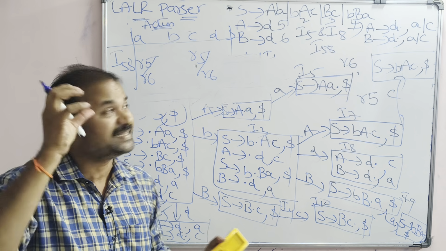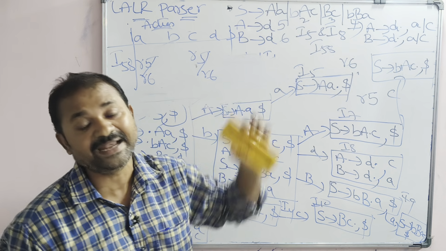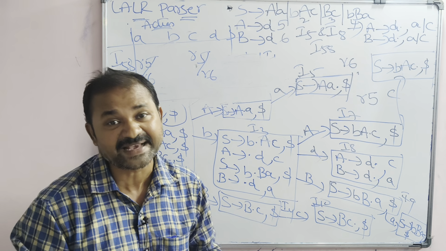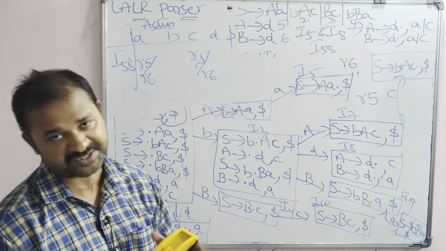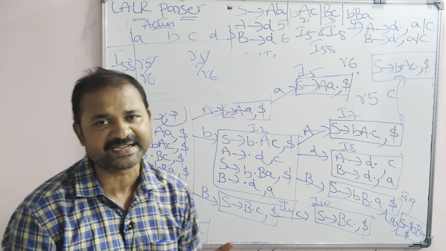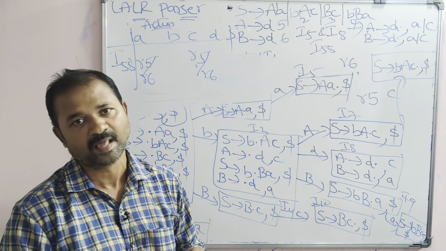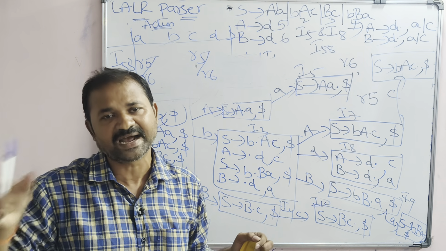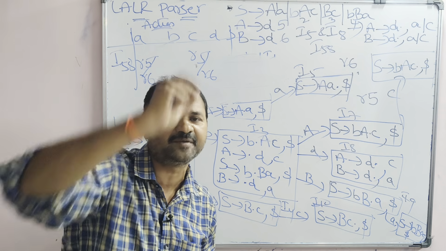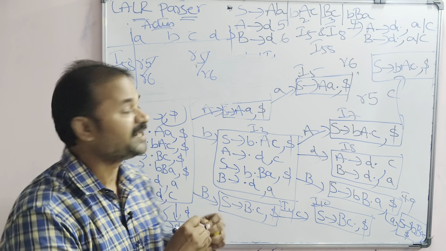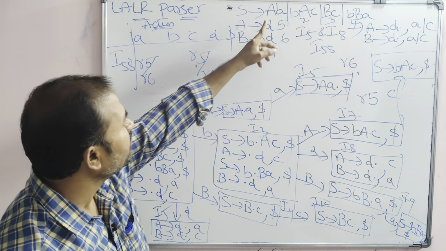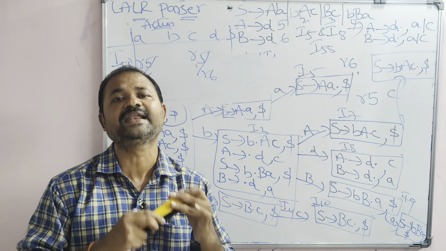This cell is also performing multiple reductions. So we can say that this grammar is not LALR grammar. This grammar is not accepted by the LALR parser. Why? Because these two cells are containing more than one value. If each cell in the table contains only one value, then we can say that grammar is accepted by the LALR parser. But here these two cells are containing multiple operations, so this grammar is not accepted by the LALR parser.